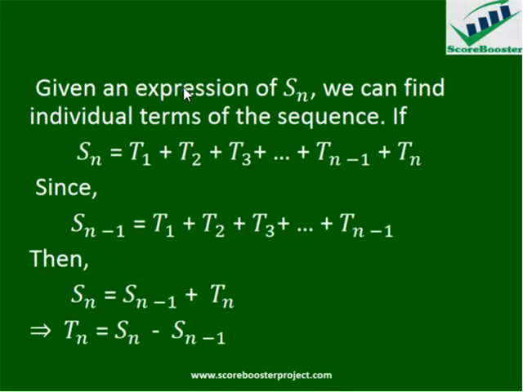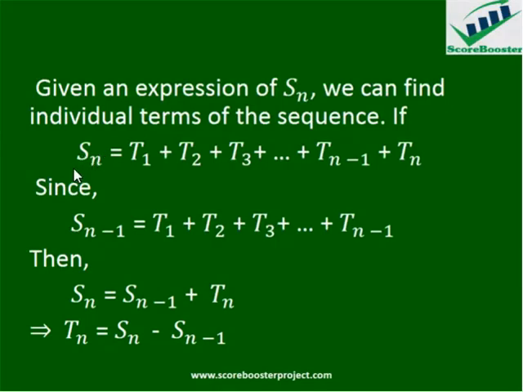Given an expression for Sn, that is, if you are given a particular expression for Sn, we can find individual terms of the sequence. If Sn is equal to T1 plus T2 plus T3 up to Tn minus 1, which is the n minus 1th term, plus Tn, which is the nth term. So what you're trying to say here is that if a particular general term is given for Sn, you can find the value of each term from this sum of n terms.